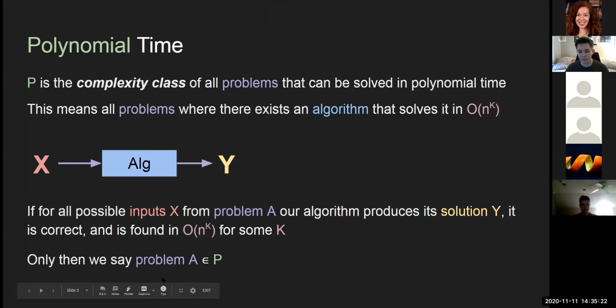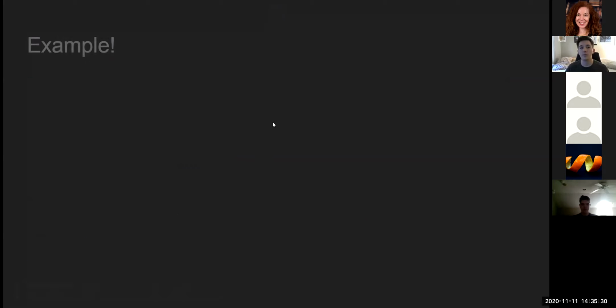So if we have all this, we will say that the problem that we are doing, like problem A that has these properties, is in P, and we notate it this way. So now we can talk about the second one. Actually, let's talk about some examples first. I forgot that includes some examples.